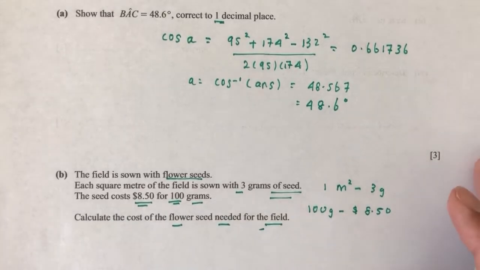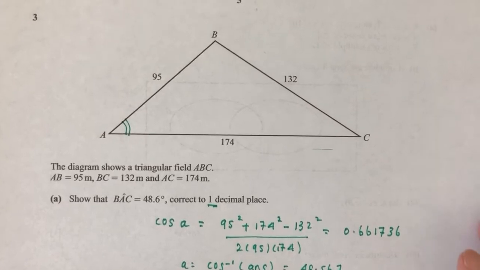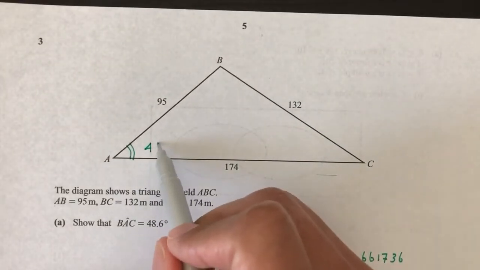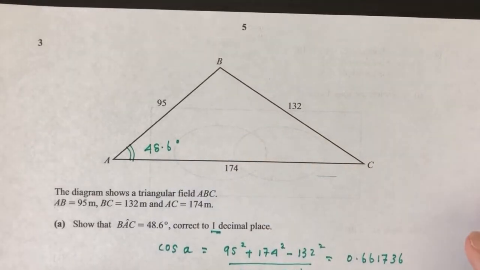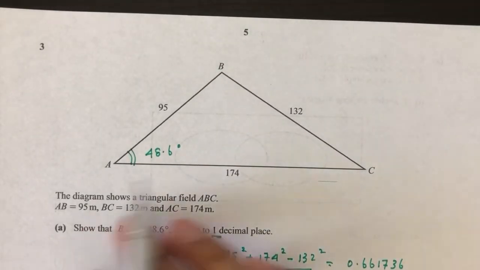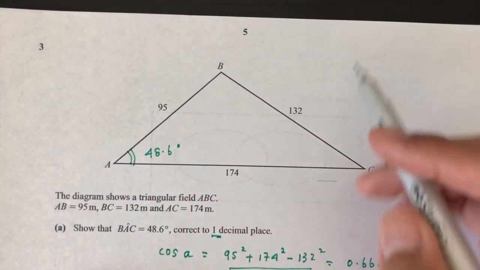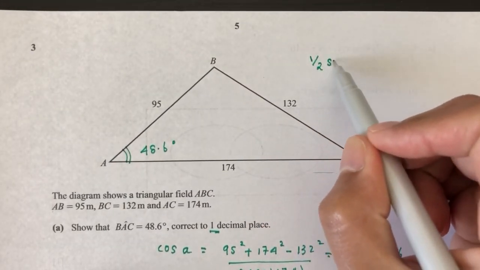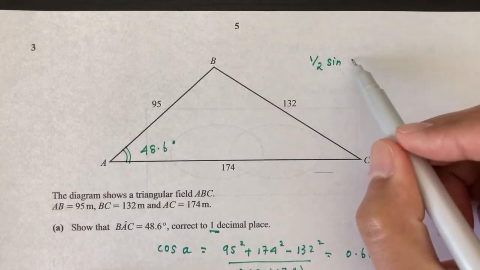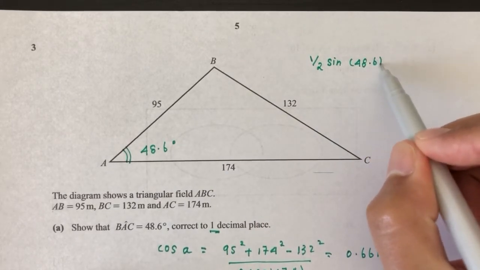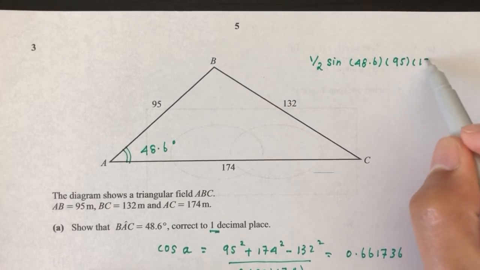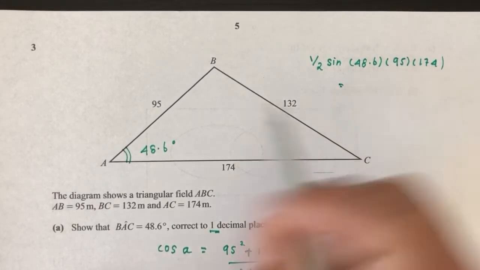So first we have to find the area of the field. So how do you find the area of the field? So we know this angle is 48.6. So we can use sine to find the area of this field. So we have a formula for that, which is half sine this angle times these two sides, which is 95 and 174. So let's simplify.